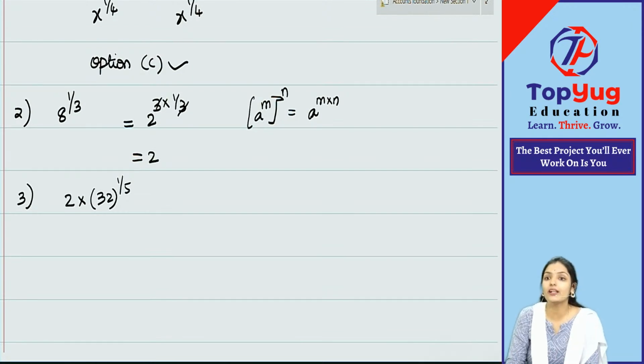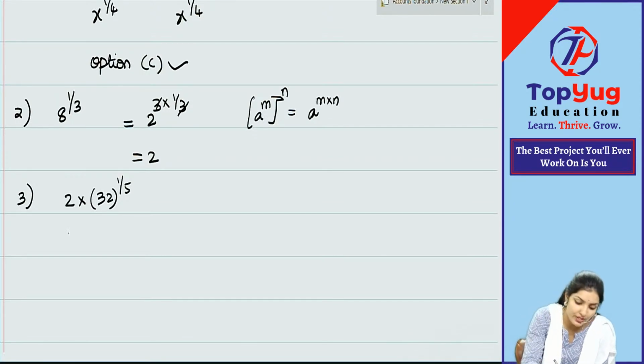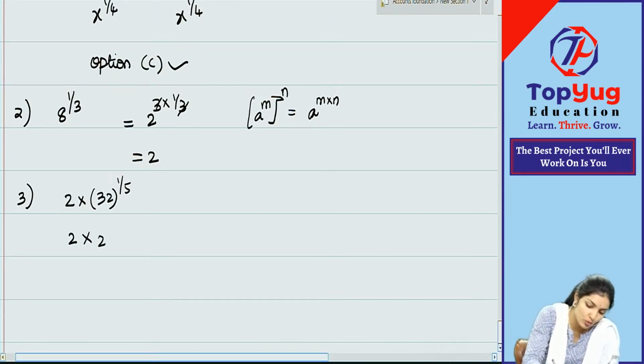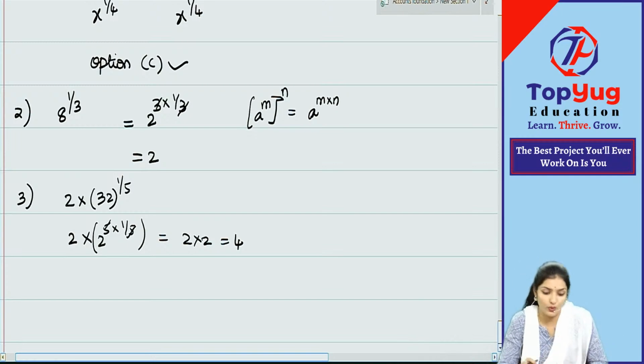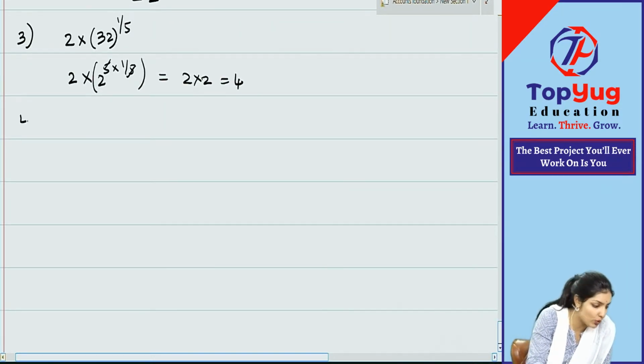So 32 I can write as 2 to the power 5, because I need to get it in terms of 5, then only I can cancel the power. So here I would be writing 2 into 2 to the power 5 into 1 by 5. This gets cancelled. So 2 into 2, answer is 4. Is it easy? Good. Now next, fourth one.